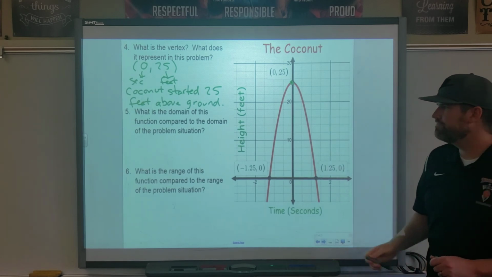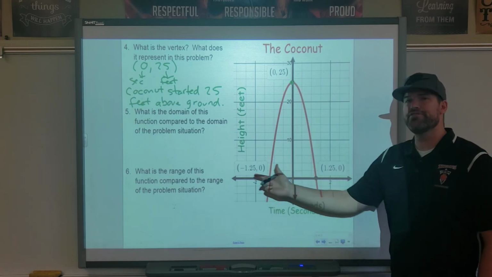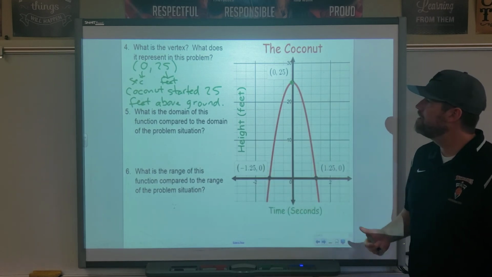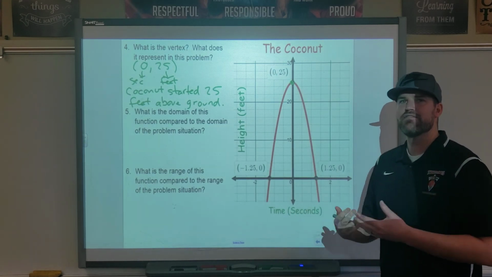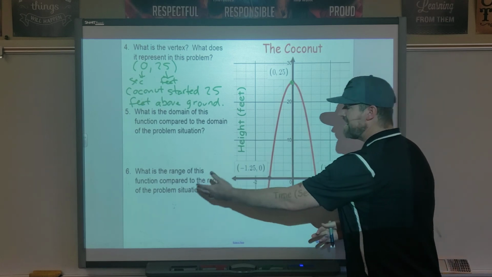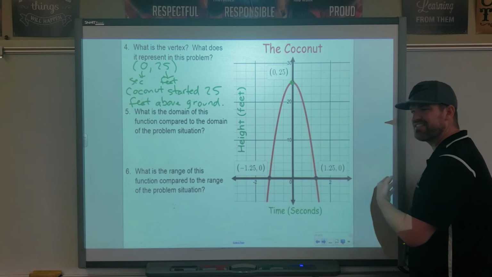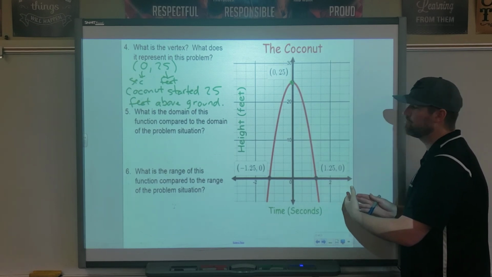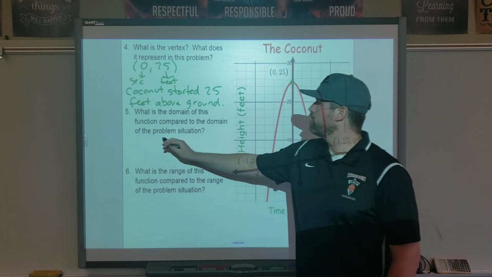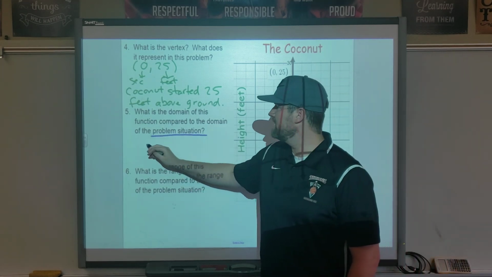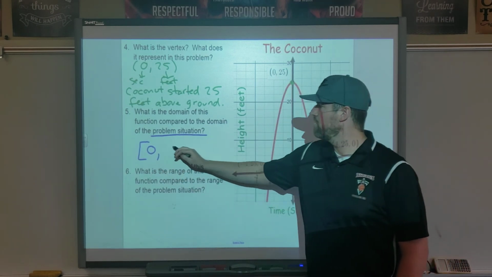Domain of this function compared to the domain of the problem situation. So again, the domain of the function is always going to be all real numbers. But in context of this problem, at what times is the coconut falling? It's not falling in negative time. We're not going to look at negatives. And after 1.25 seconds, is it still falling? No, it's not falling anymore. So although the domain of the actual graph is all real numbers, the problem situation domain is just from 0 until it hits the ground at 1.25.